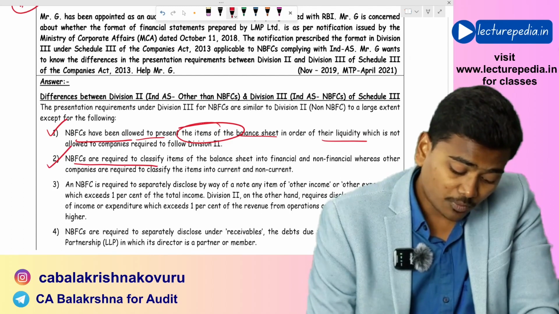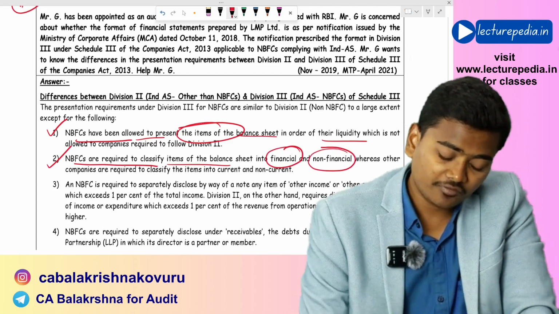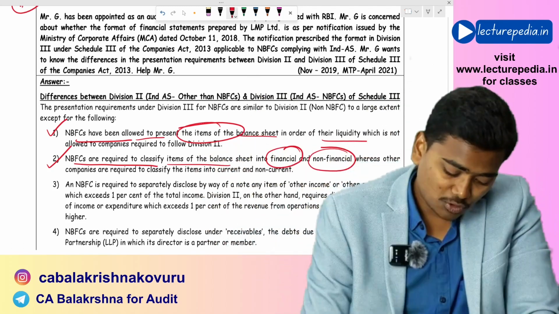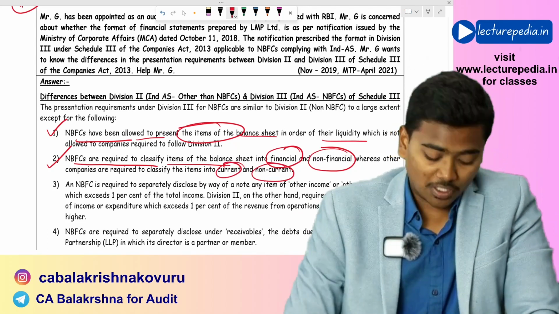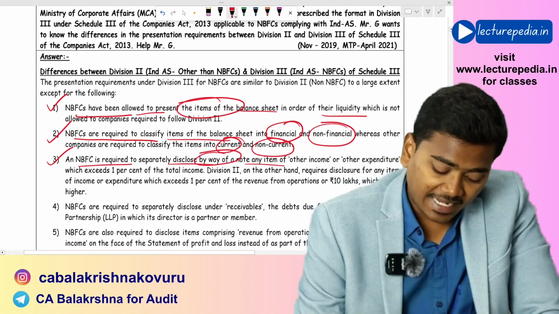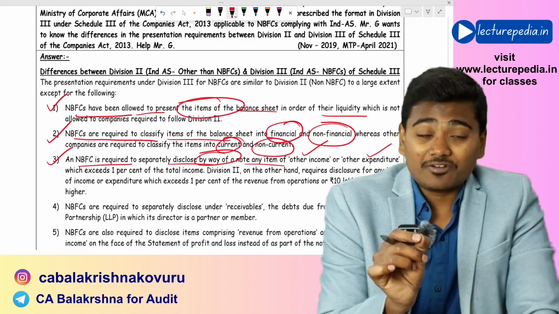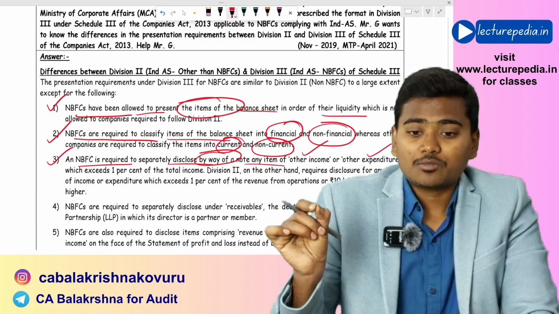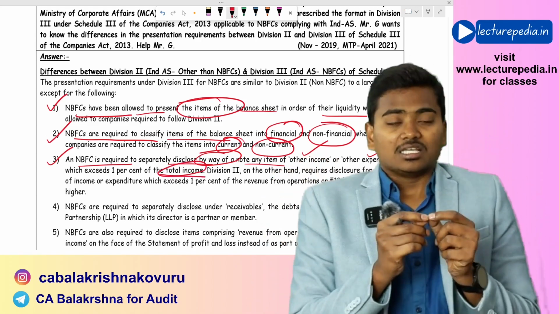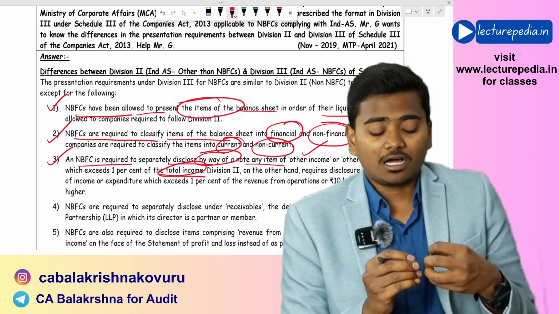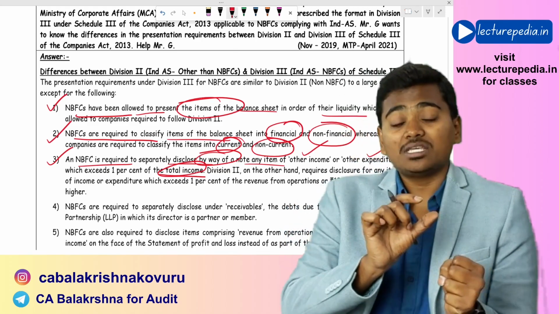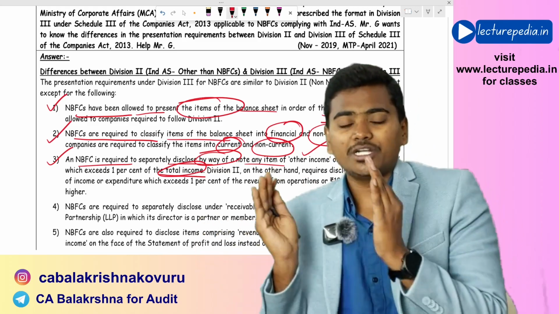Next, NBFCs are required to classify items of the balance sheet into financial and non-financial, whereas for companies other than NBFCs, as per Division 2, the classification is current and non-current. Next, an NBFC is required to separately disclose by way of note an item of other income or other expenditure if it is more than 1% of total income. It cannot be clubbed into other income.